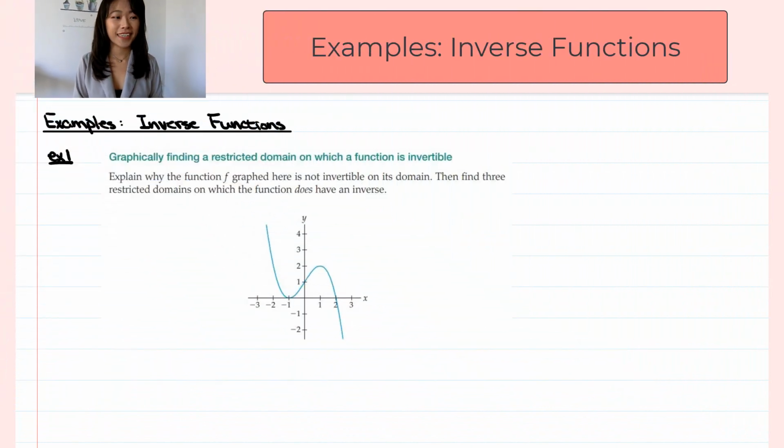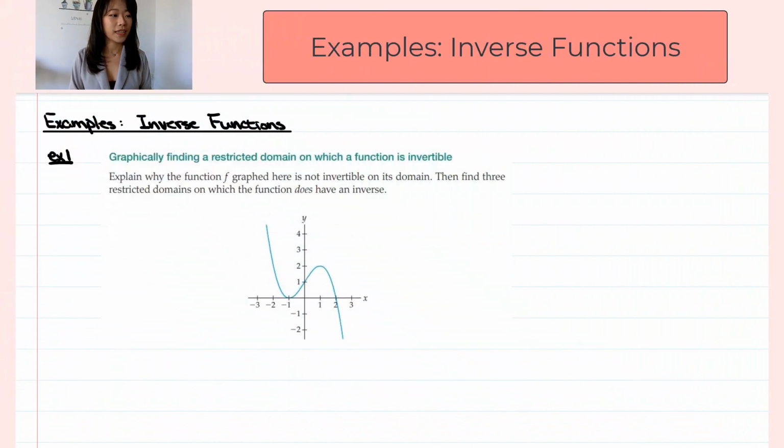In this lecture, we are going to look at two examples of inverse functions. Here's the first example. Explain why the function f, graphed here, is not invertible on its domain. Then find three restricted domains on which the function does have an inverse.